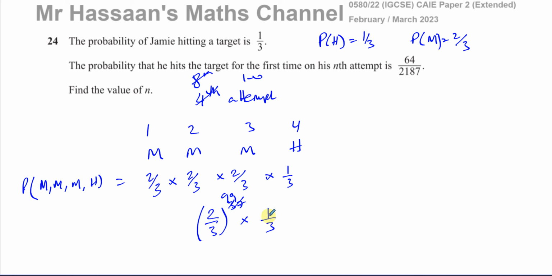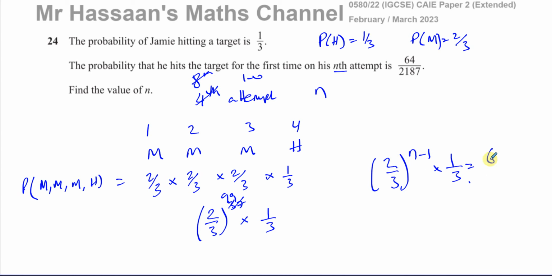All right. So supposing they've given us this algebraic number n. Okay, so what did we do to the 8? Well, we took away 1. What did we do to 4? Well, it became 3. We took away 1. What did we do to the 100? Well, we took away 1. It became 99. So what do we do to the n? We take away 1. And then the last throw is when he hits the target. So it's going to be 2/3 to the power of n minus 1 times 1/3. That would give you the probability of him hitting the target for the first time on the nth attempt.